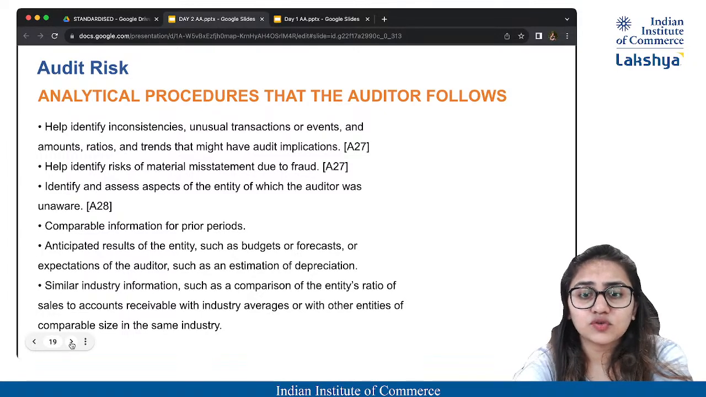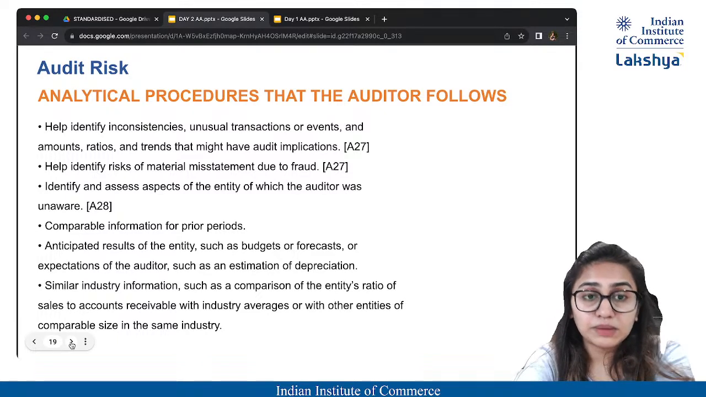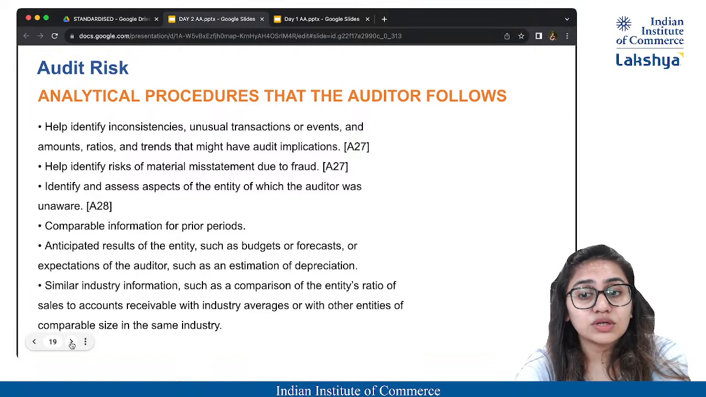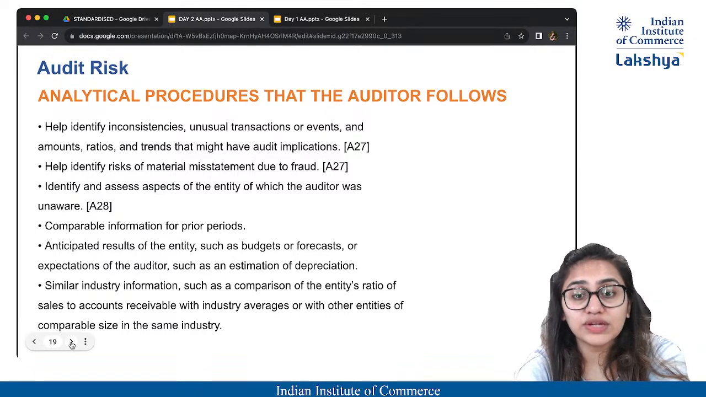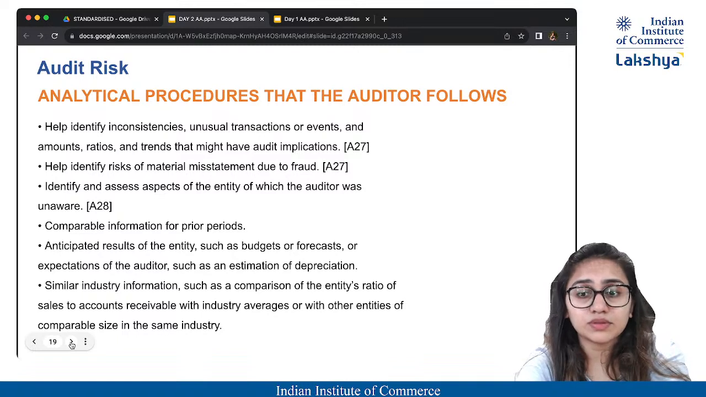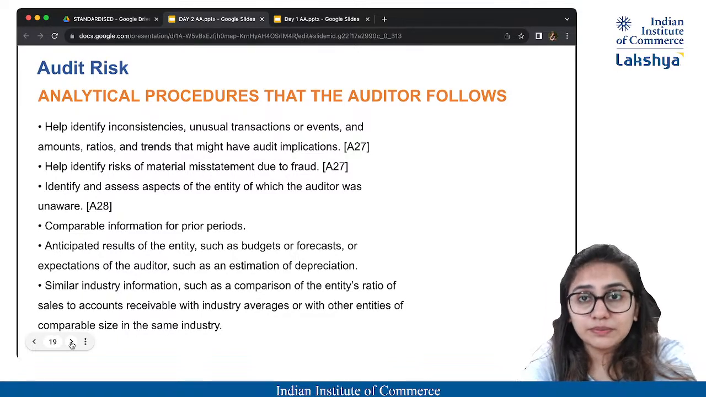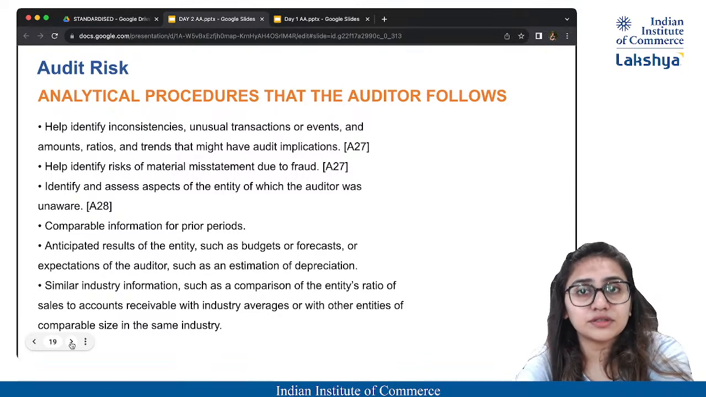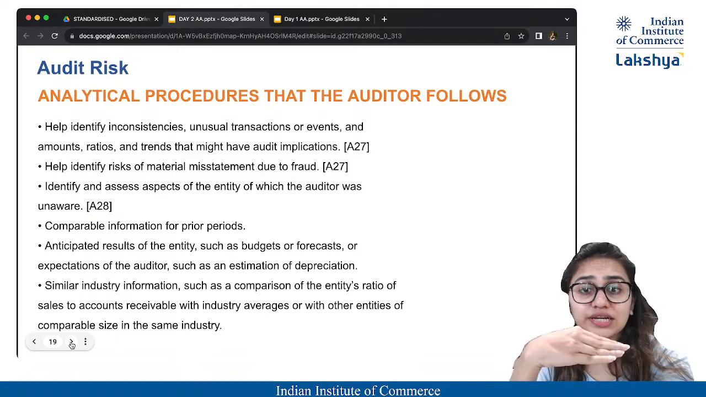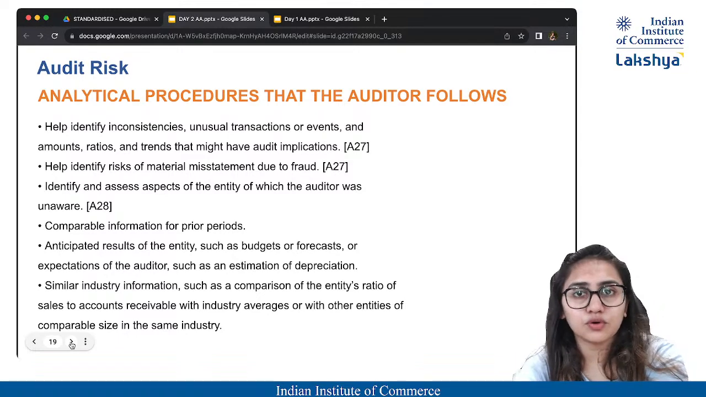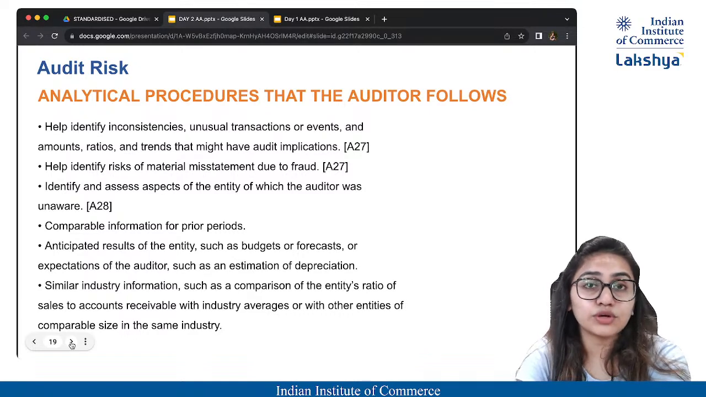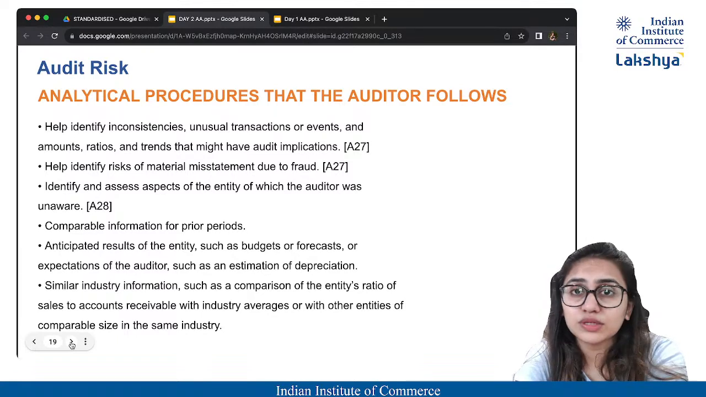Identify and assess aspects of the entity of which the auditor was unaware. Maybe a certain aspect of the company, or a certain category of the company, the auditor was completely unaware about. So it will help to identify and assess the aspects of the entity of which the auditor was unaware. Comparable information for prior periods. If you want to see the trends, you need to have comparable prior period information. With that, you can see the trends, and then you can analyze if something is going wrong. By studying the trends, you will be able to analyze that, okay, I'm not going with the trend, or something unusual is happening in the company.